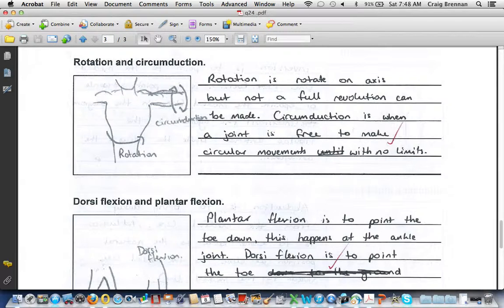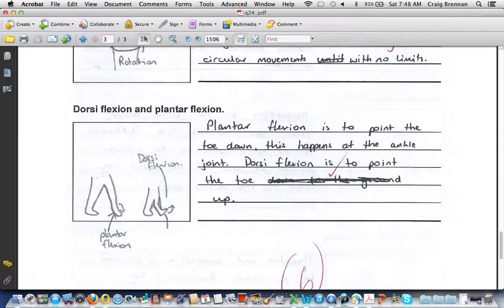Rotation and circumduction. There's our rotation, there's our circumduction. Rotation is to rotate around an axis, but not a full revolution can be made. Circumduction is when a joint is free to make circular movements with no limits. Rotating around a joint here, or around an axis. Circumduction is complete revolutions. Pretty simple. Again, poorly answered by a lot of students.